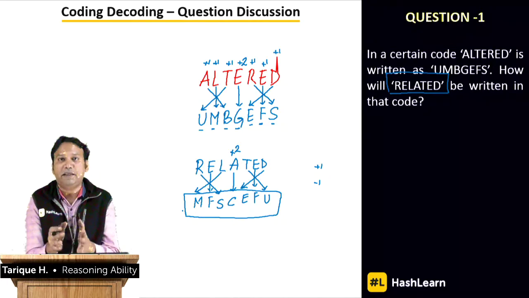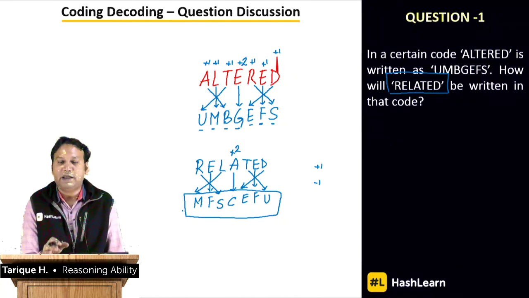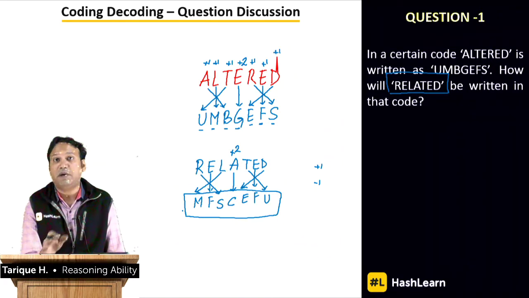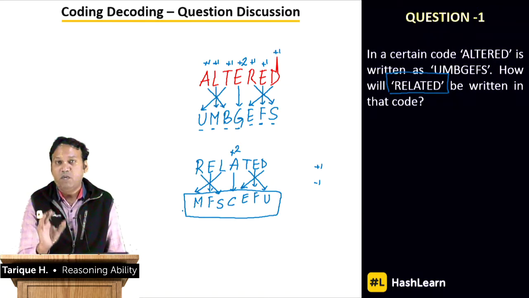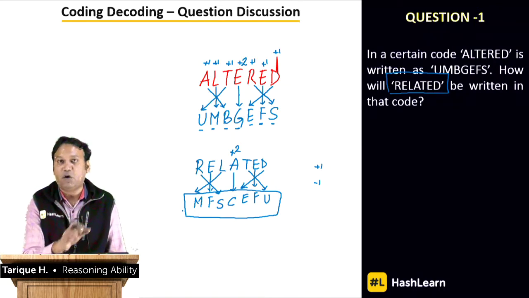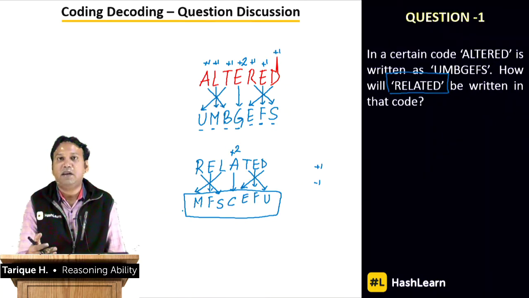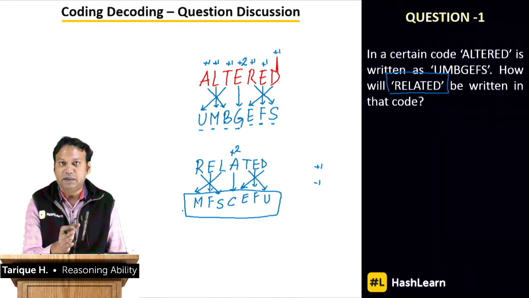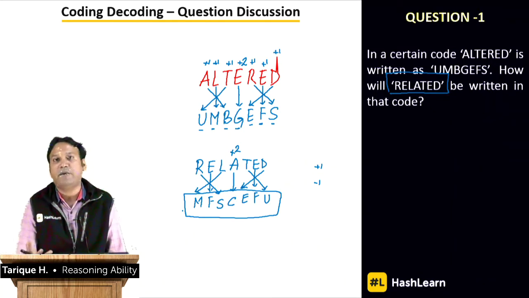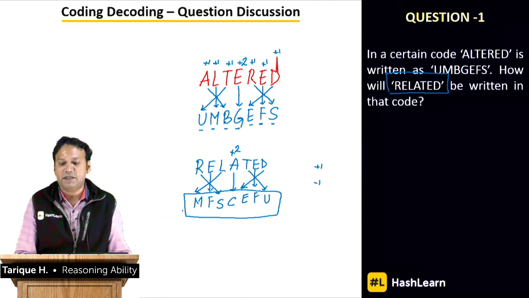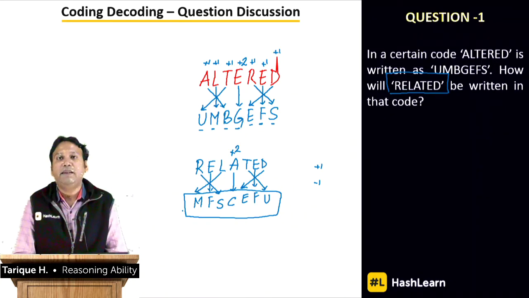So the right answer is MFSCEFU. And remember the pattern here. This is a very popular pattern and has been asked a number of times in the past few years. So when we have this word and its code given to us, one of the popular methods is this cross shifting technique of coding. In this case we had plus 1 on both the left hand side 3 letters and the right hand side 3 letters. It could be plus 1 minus 1, it could be plus 2 minus 2. Various different ways can be incorporated in the way letters are shifted forward or backward.